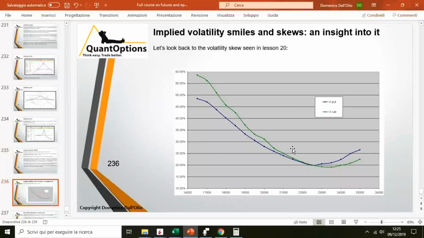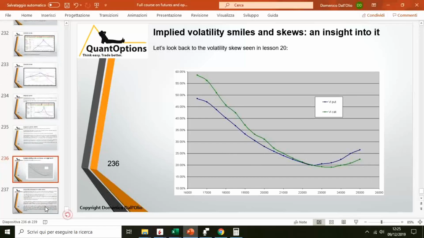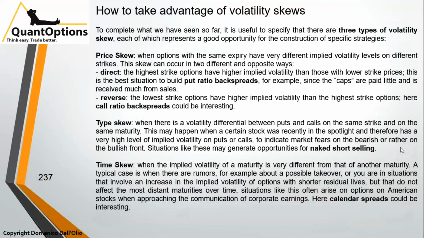Okay, let's go back to the implied volatility skews seen in lesson 20. Do you remember this was the skew of the implied volatility of puts and calls? In this particular situation, we had the skew of the call higher than the skew of the puts. It's a peculiar situation that sometimes shows up. Not very often, but it happens. So what can we make of volatility skews? How can we take advantage of volatility skews?